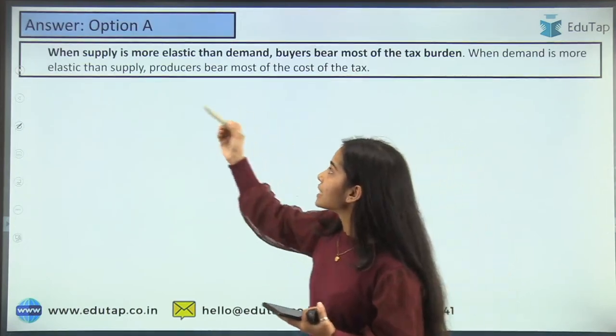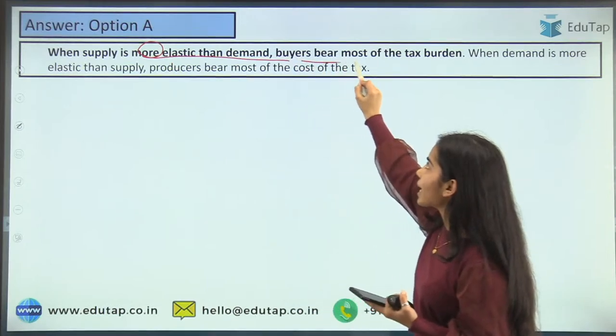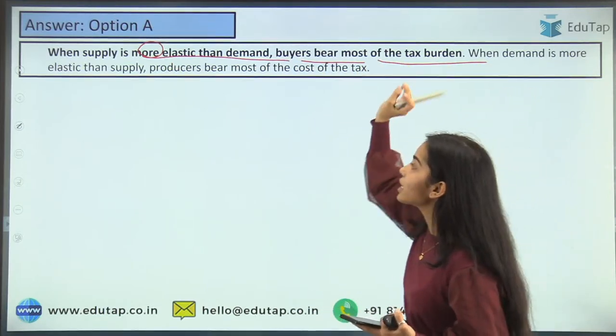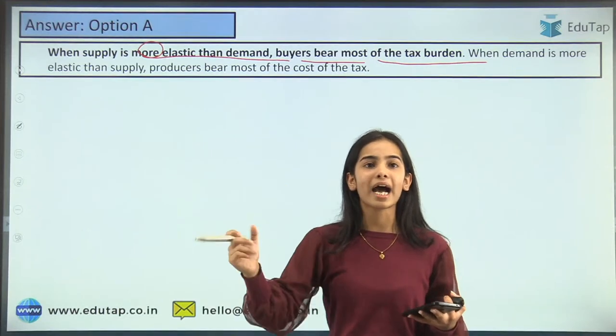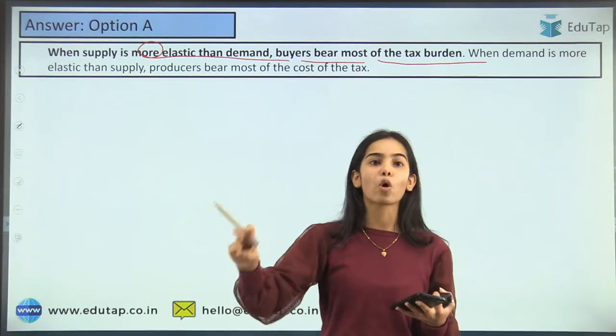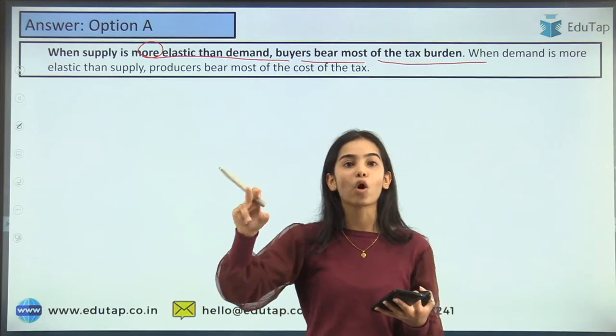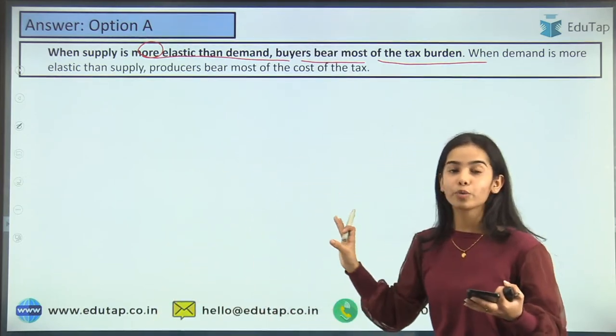Okay, so when the supply is more elastic than the demand, buyers bear most of the tax burden. When the demand is more elastic than supply, the consumers will say we won't purchase at higher prices. So the supplier has to bear the cost, the supplier has to bear the tax. Okay, now I hope you have understood.